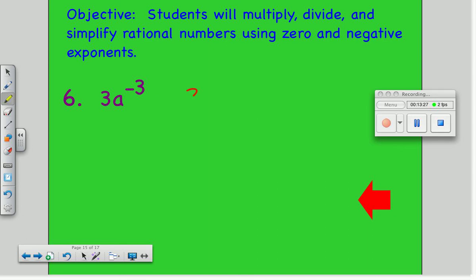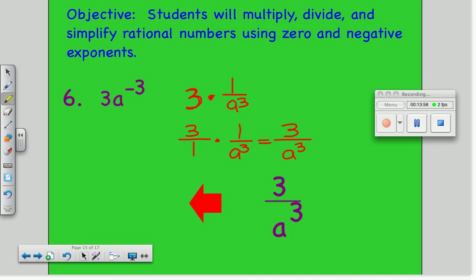3 times 1 over a to the power of 3. How do I multiply fractions? Make a whole number into a fraction. Then multiply by the next fraction straight across. 3 times 1 is 3. 1 times a to the power of 3 is 1a to the power of 3, or just a to the power of 3. You're done.